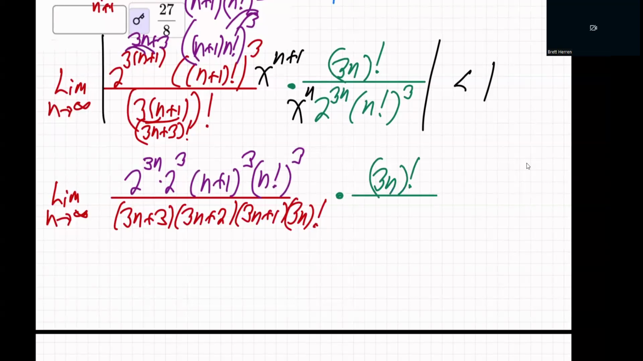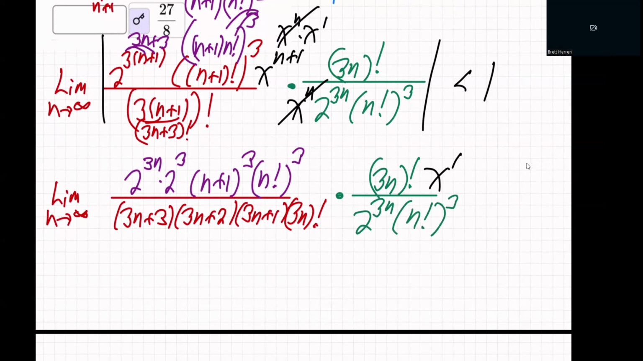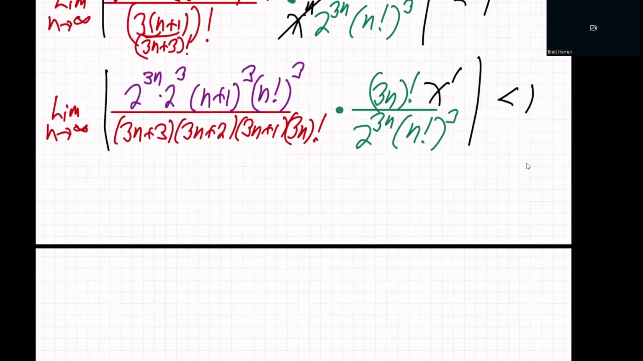Cancellation time. Oh, the x's, you know what's going to happen here, right? This is x to the n times x to the 1, powers add, x to the n cancels x to the n. So I'm just going to put there's an x to the 1 left on the top. On the bottom, 2 to the 3n times n factorial cubed. All that absolute value. Where is it less than 1? Because that's the place where it converges.